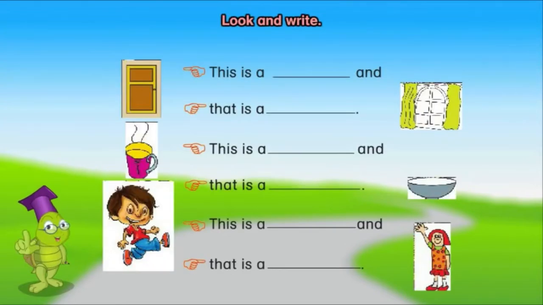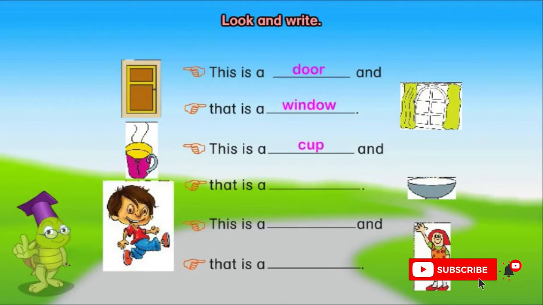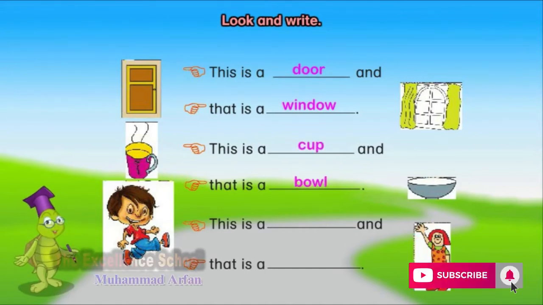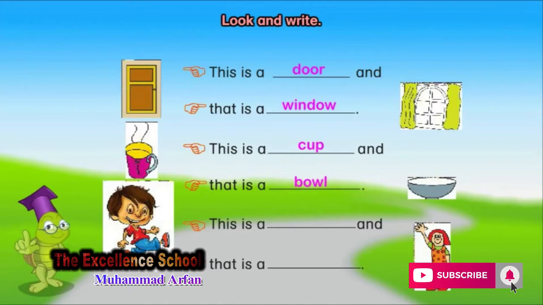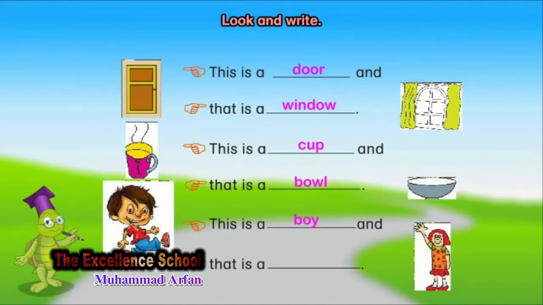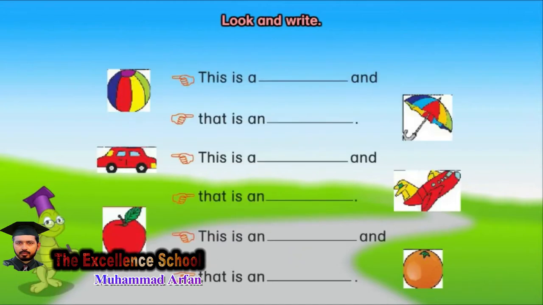This is a door and that is a window. This is a cup and that is a bowl. This is a boy and that is a girl. This is a ball and that is an umbrella. This is a car and that is an aeroplane. This is an apple and that is an orange.